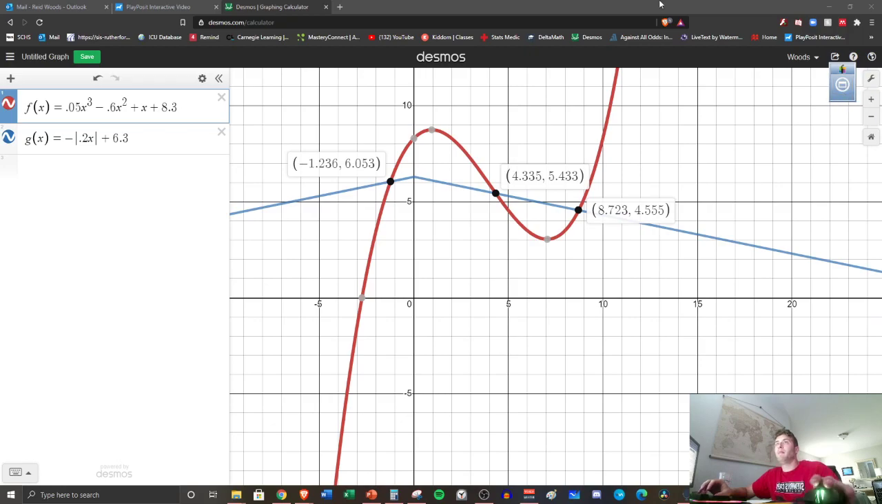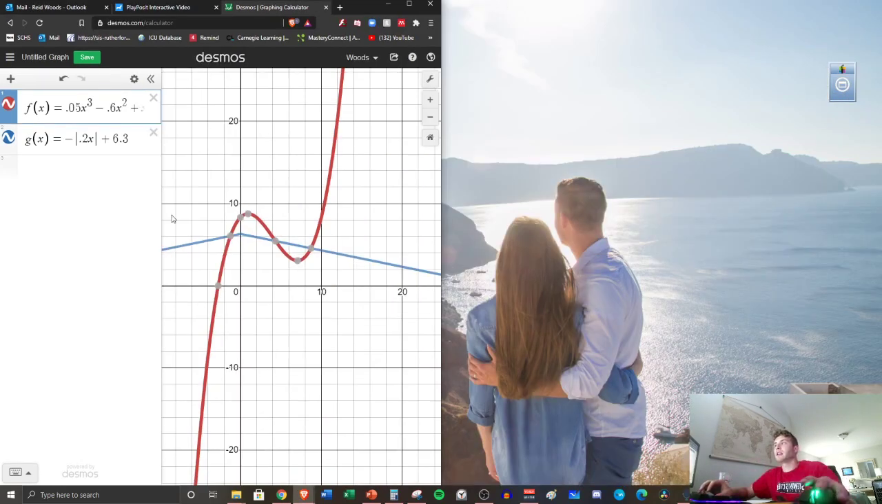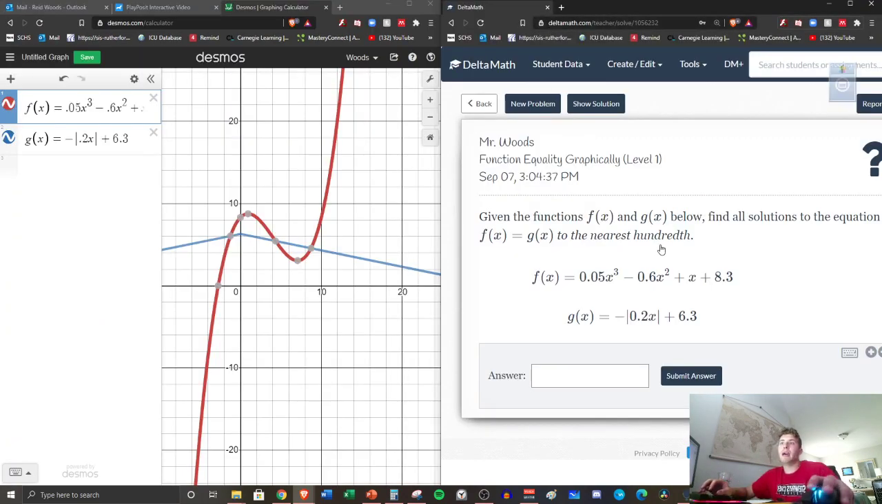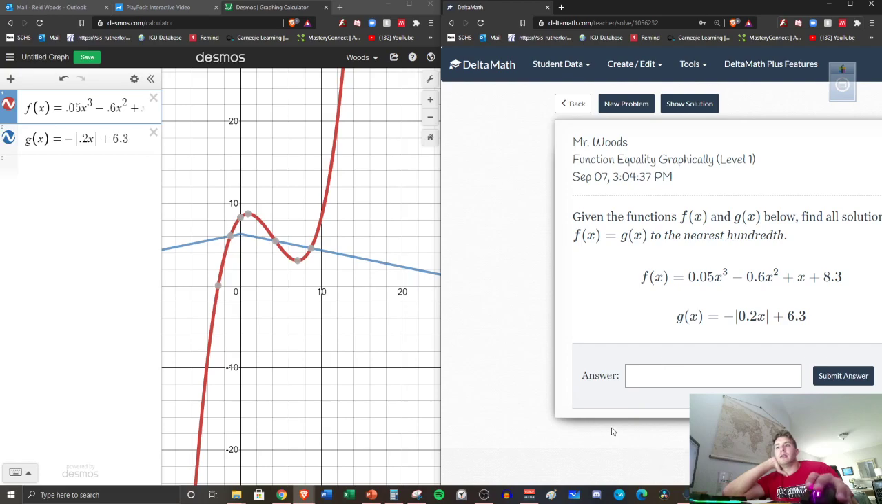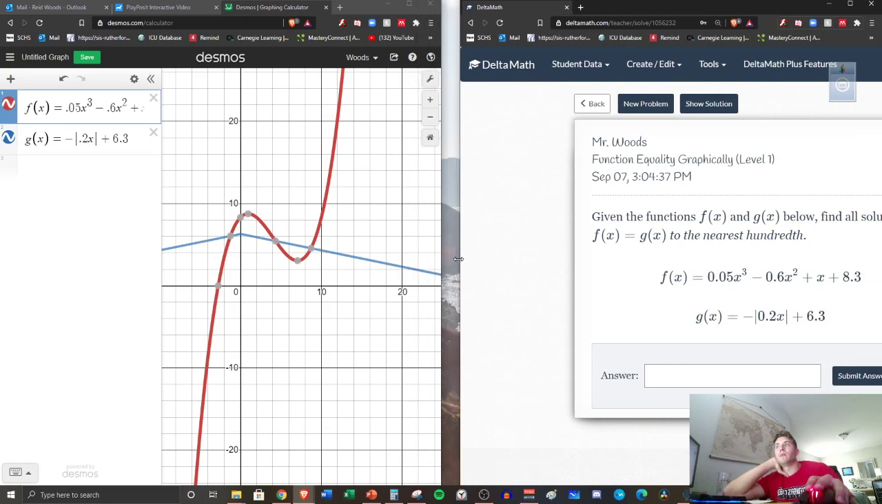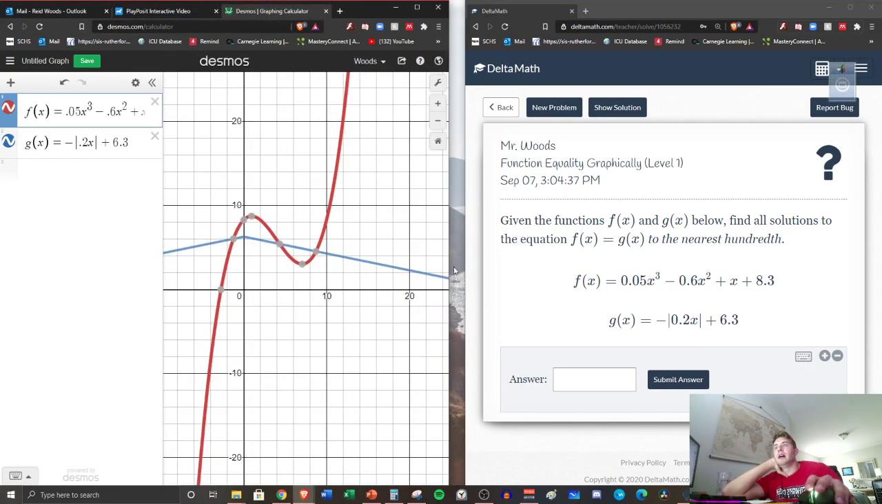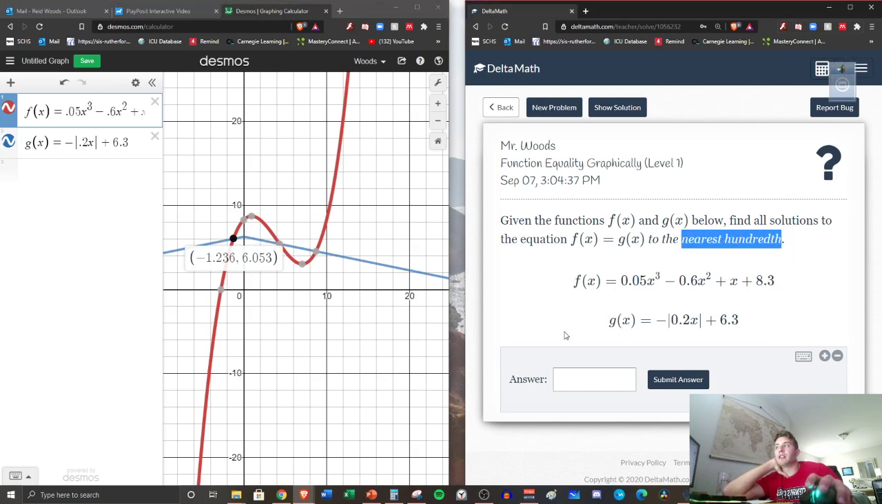Let me go ahead and modify my screen here so that they can share. And this is sort of how you could work this problem. So we have the example here. It's the same problem. And now I want to shrink that. And okay, there we go. All right. I want to enter in my answer. So I go here, and you'll notice it says nearest hundredth. So you got to be precise with this.